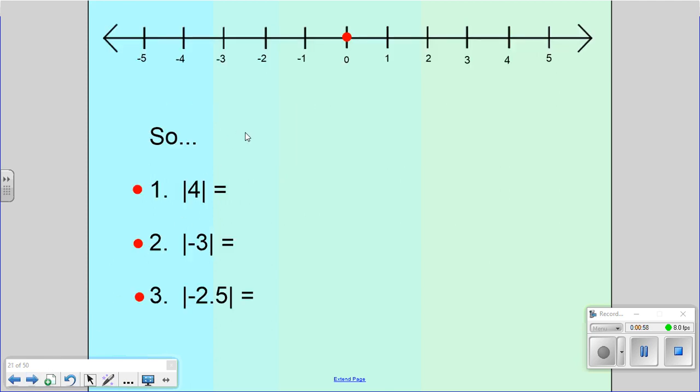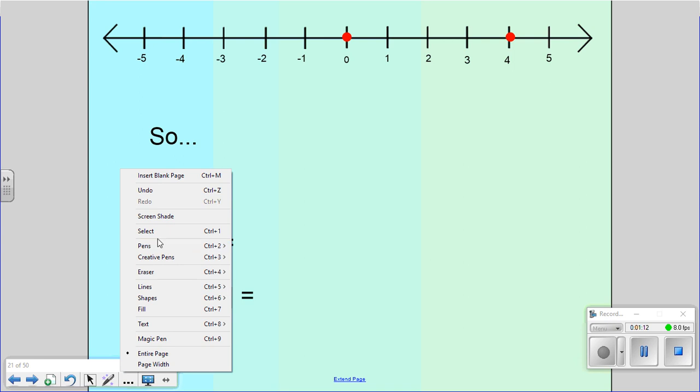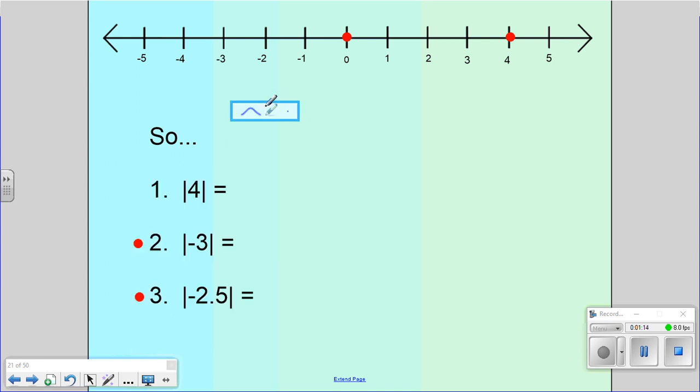So let's recap. For number 1, if I want to find the absolute value of 4, again, I'm asking myself, how far is 4 from 0 on the number line? If I count, it's 1, 2, 3, 4 spaces from 0. So the absolute value of 4 is 4.